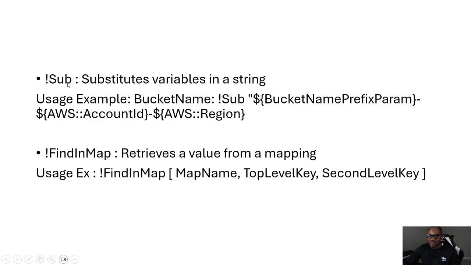We have the Sub function, which you can use to substitute variables in a string. You can use it like this: bucket name, a pseudo parameter for the account ID, and this is another pseudo parameter, so it will substitute them for their real value. Then FindInMap is used to retrieve a value from a mapping. In FindInMap, you have the map name, top level key, and second level key. That's the way it is used.